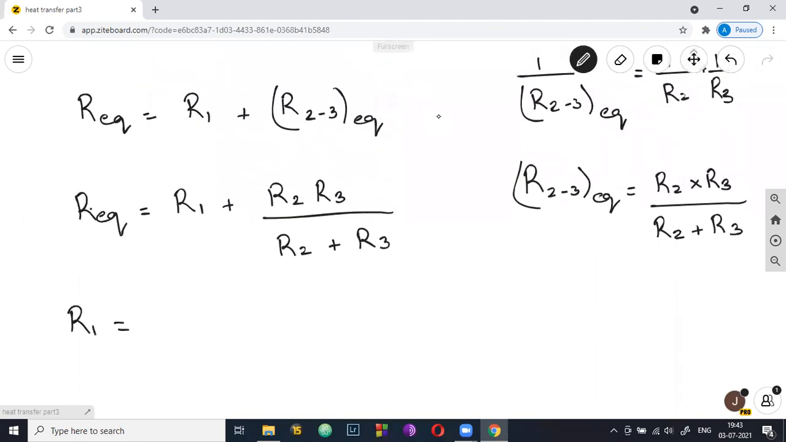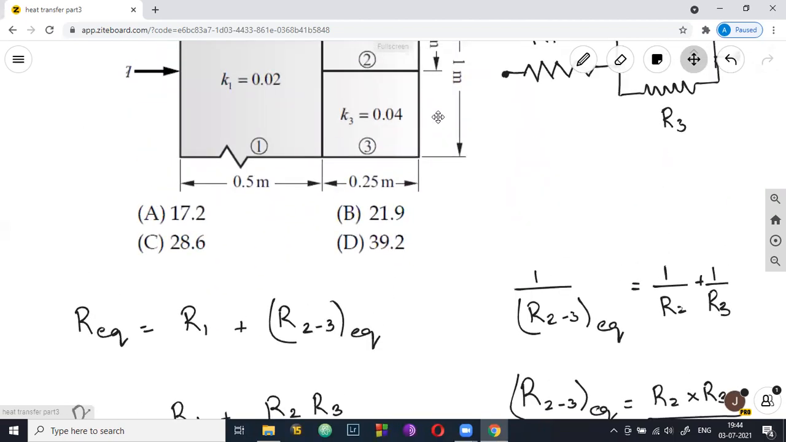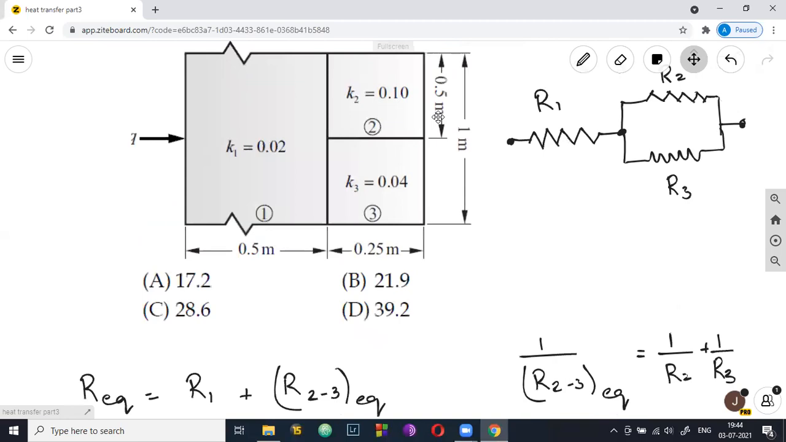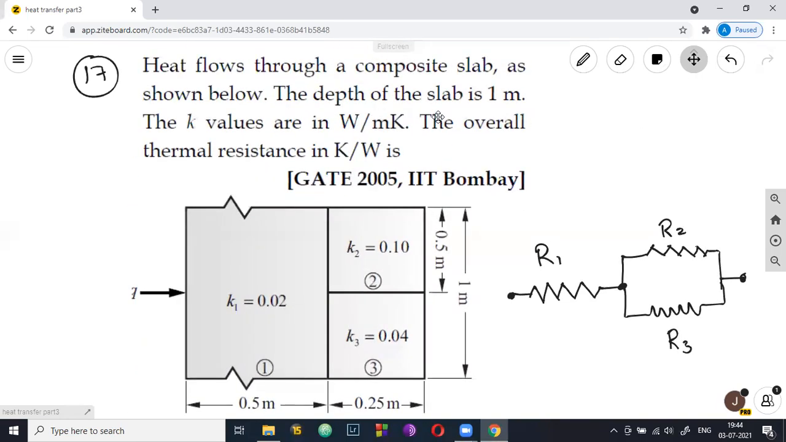R1 is, okay. What is the width? 0.5 meter. What is the height? 1 meter. Nothing is mentioned about the depth of the slab, so it is 1 meter. That is into the page. Remember, the depth they are talking about is into the page. I cannot show it in the figure here. And that is 1 meter.